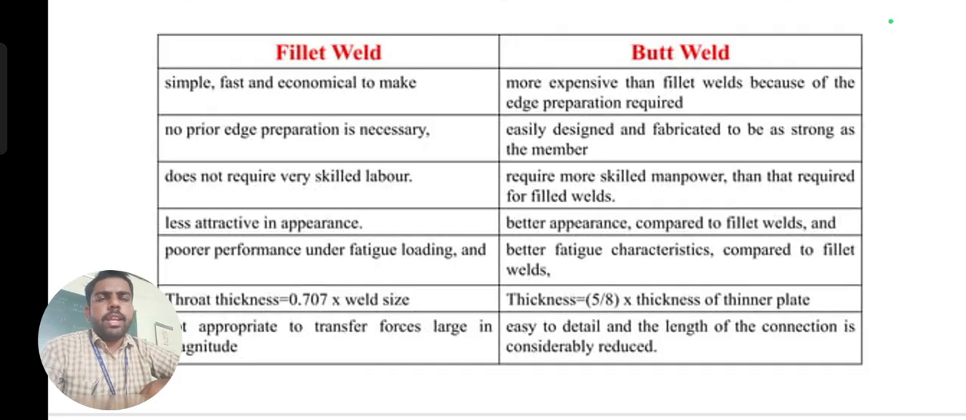Fillet weld looks less attractive, but butt weld has a better appearance compared to fillet weld. Fillet weld has poorer performance compared to butt weld, but butt weld gives very high performance in that scenario. In fillet weld you have to find the throat thickness, which is 0.7 times the size of the weld, but in butt weld the throat thickness equals the thickness of one of the plates. Also in this type, 5 by 8 times the thickness of the thinner plate: 0.7 times S and 5 by 8 times S.